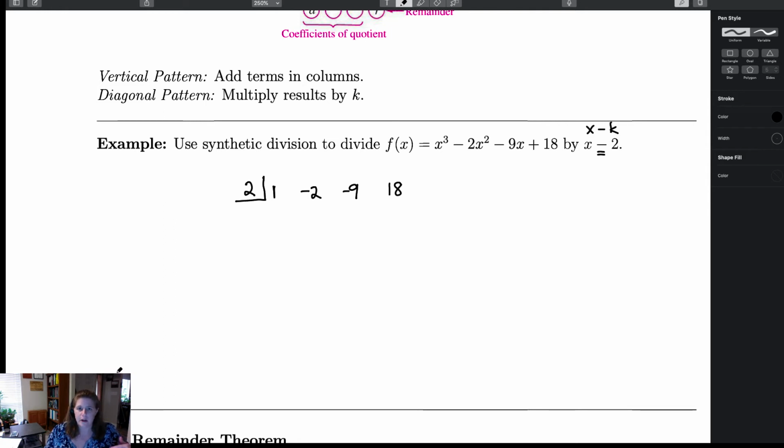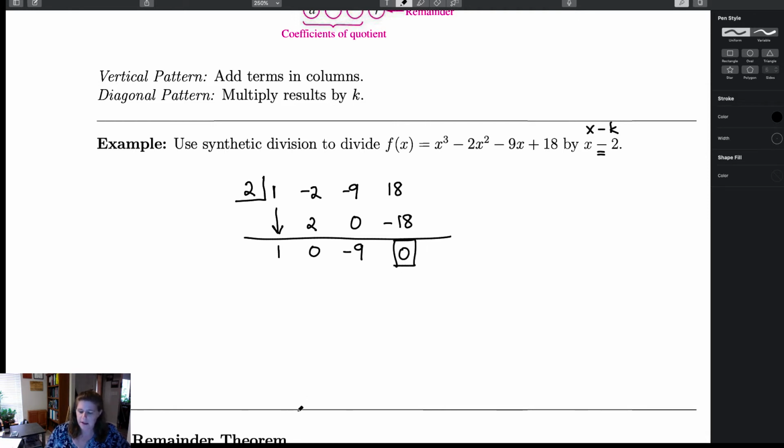All right, so the algorithm part, first thing we do is drop the first number. So we drop it down just like this, and then we multiply. So 2 times 1 gives me 2. And then we add the next column together. So negative 2 and 2 gives me 0. And then multiplying, 2 times 0 gives me 0. Negative 9 and 0 gives me negative 9. And then we multiply again. I have negative 18, and 0 is my remainder.